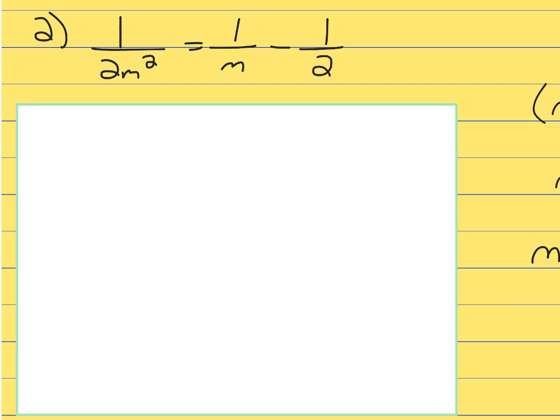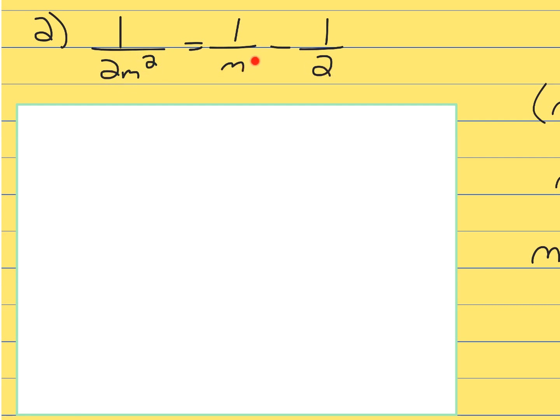Okay, here's this problem number two. Again, we want to get the same denominator on both, so we've got to figure out what's the common multiple of all of these denominators: 2m squared, m, and 2. And the common multiple is 2m squared.